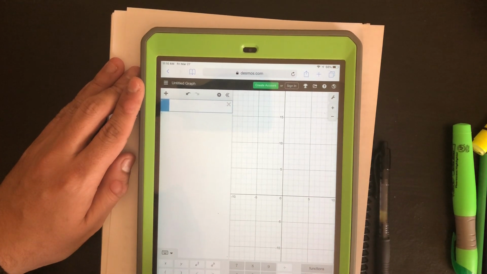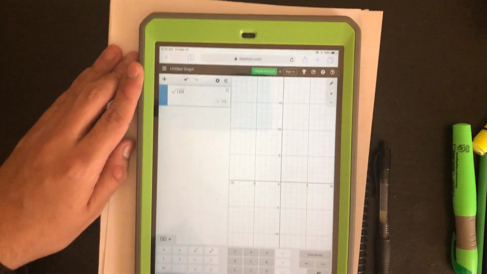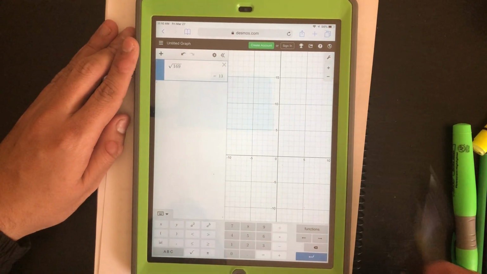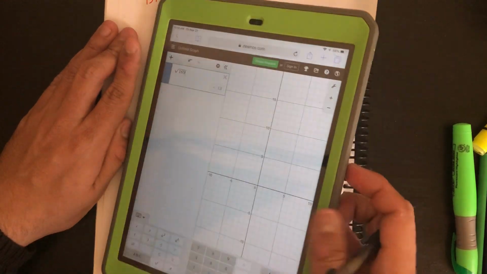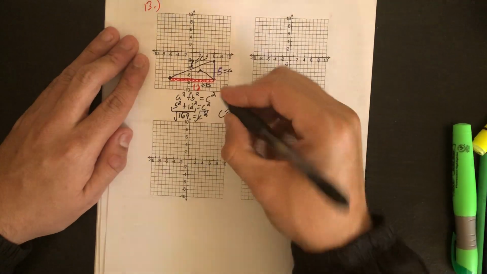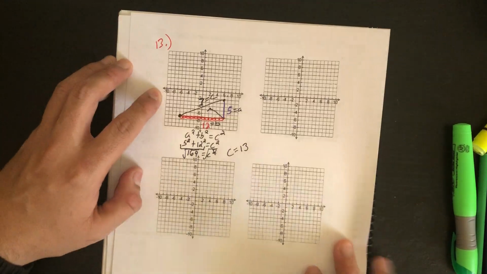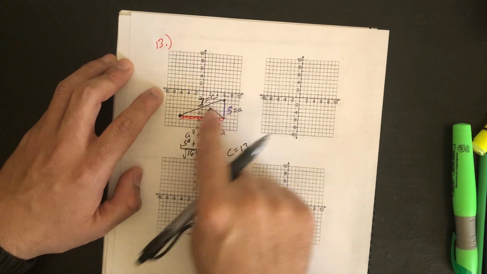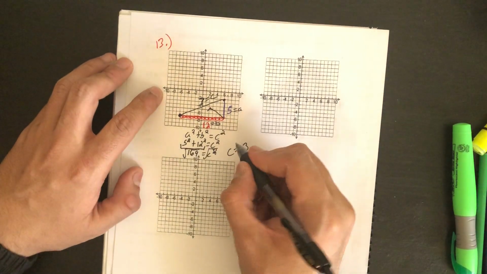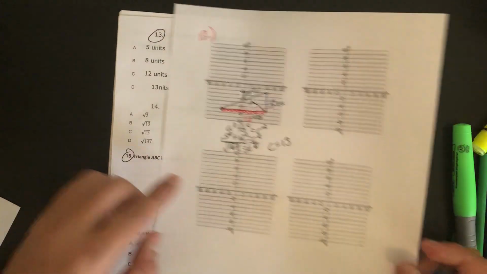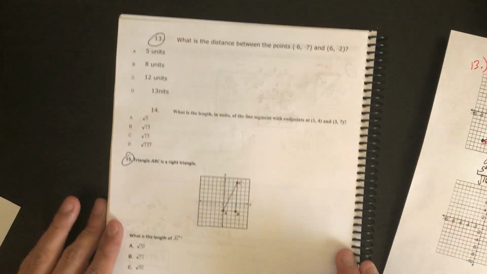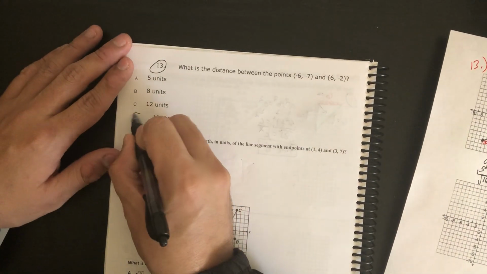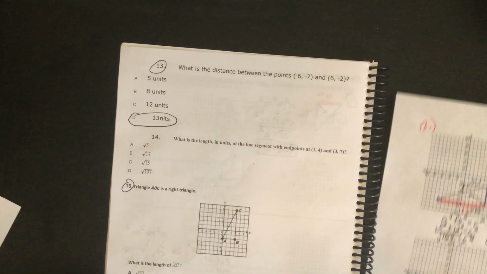So the square root of 169 should be 13. So that means the distance of that diagonal, or the distance of that line, is 13 units or whatever they're using, okay? So if we go back to number 13, the answer will be D.